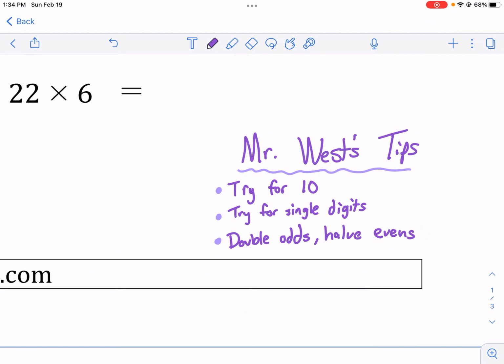So number one, try for 10. 10 is a great number to multiply by. Number two, try for single digits. Single digits are generally easier to multiply in your head than double digits. And then lastly, we're going to try to double odds. It's hard to take odd numbers in half because you're going to get decimals, and then halve the evens because you can always split those into two.